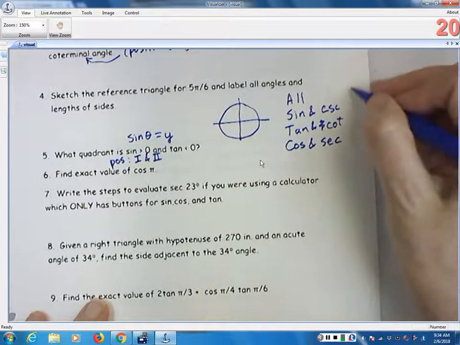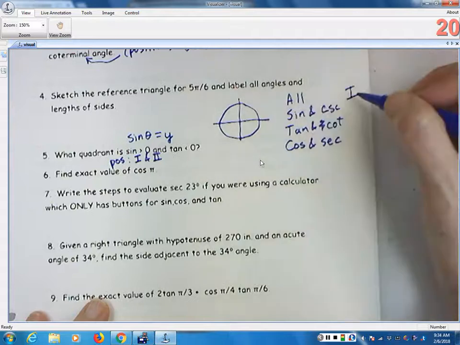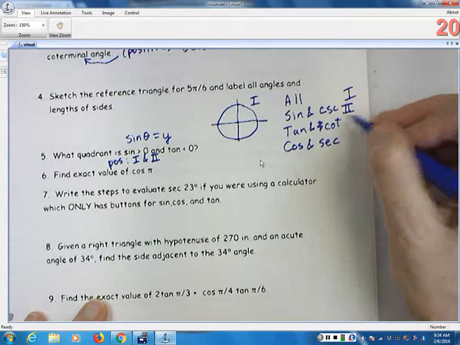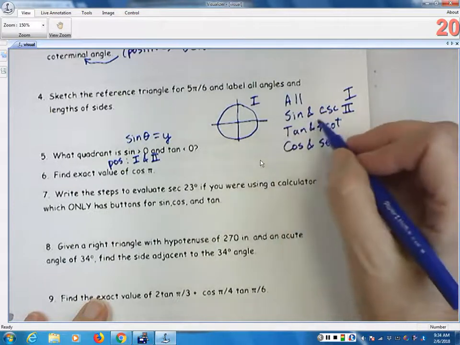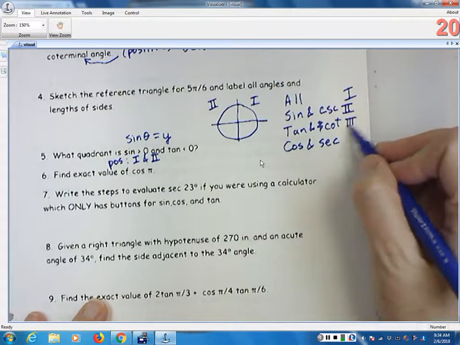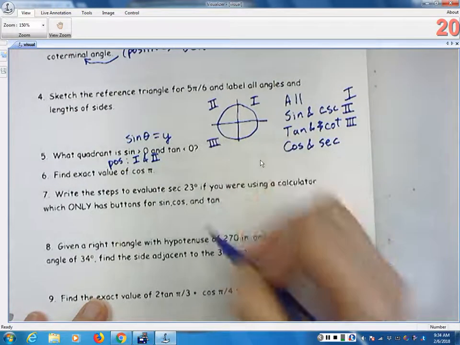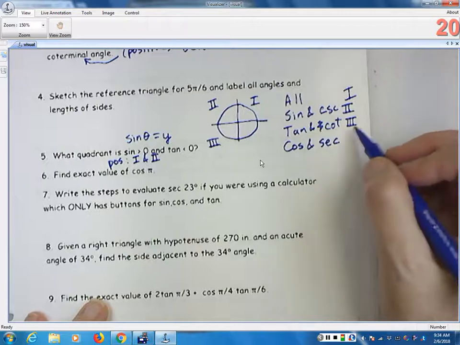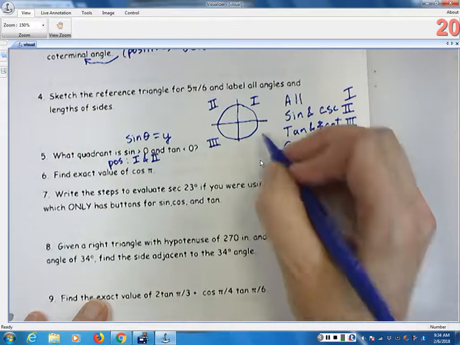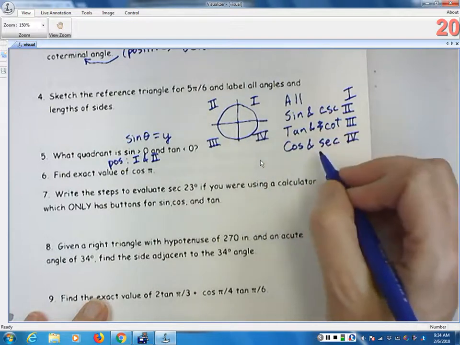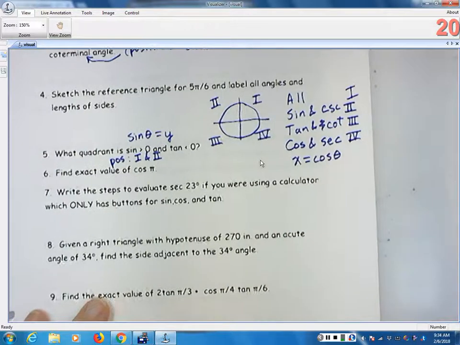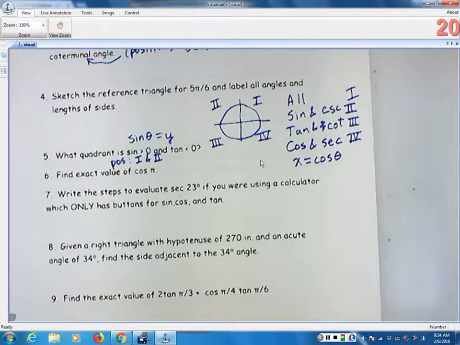And so this is quadrant 1. All the trig functions are positive in quadrant 1. Quadrant 2, sine and its 1 over sine are positive. Quadrant 3, tangent and cotangent are positive. And quadrant 4 is cosine and secant. And remember, cosine of negative theta equals cosine theta. So you have to have that memorized.